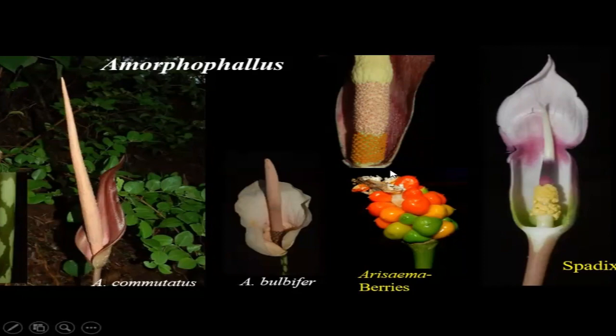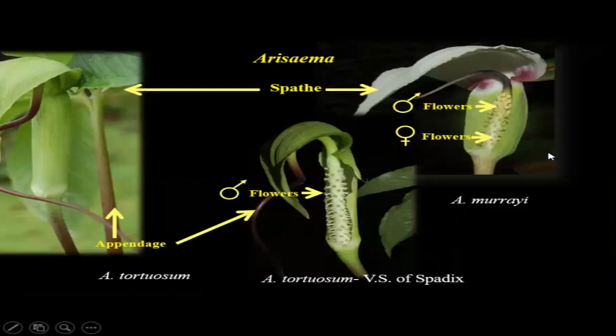And let me tell you that the most attractive part of this inflorescence is this elongated structure, called an appendage. This appendage can be easily observed by the insect pollinator. This also looks something different. You can see this also. It looks like a cobra hood.